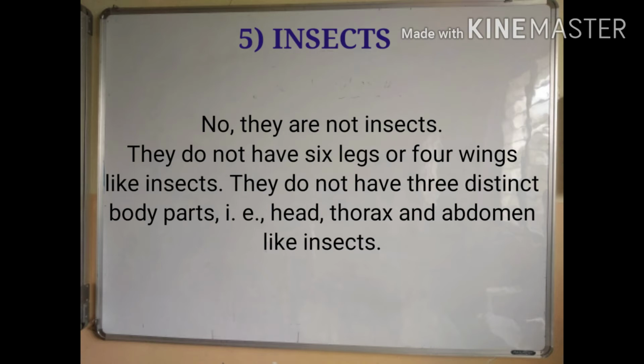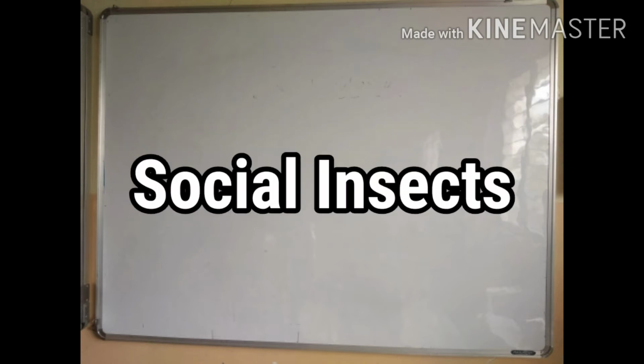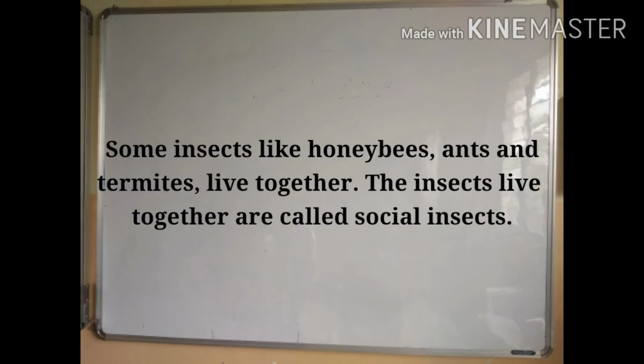Okay, so the next part is social insects. Now you will think, which are the social insects? What is this concept that we have to see? Some insects like honeybees, ants and termites live together. The insects that live together are called social insects.